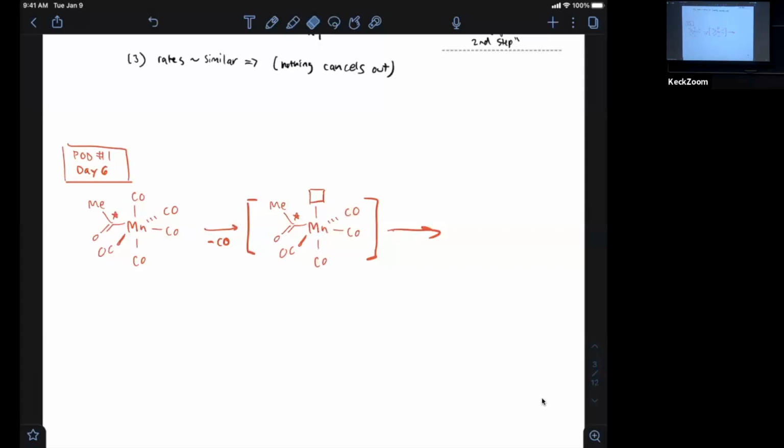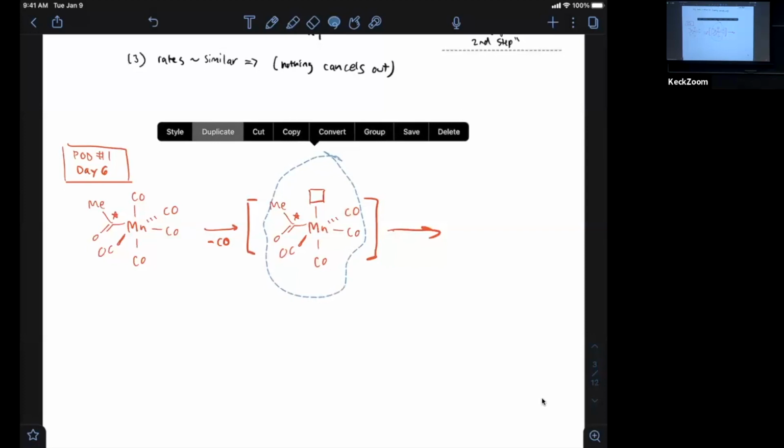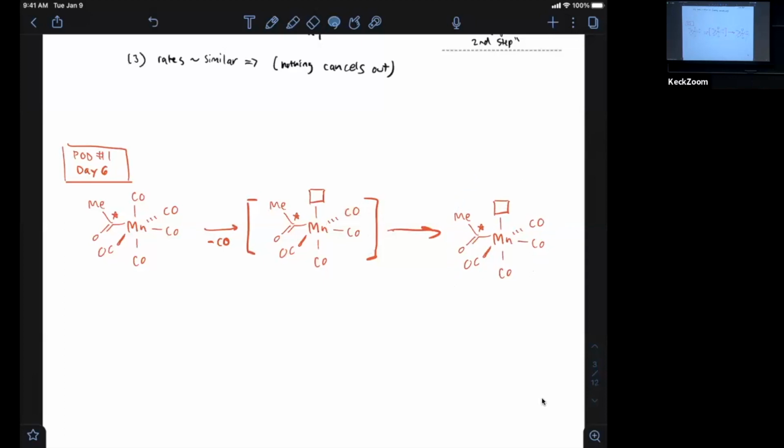Well, the reverse of the migratory insertion. Okay, so now a retro 1-1 migratory insertion. We give A or B? Okay. Any questions on that?